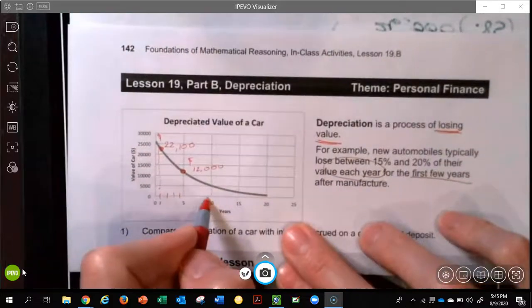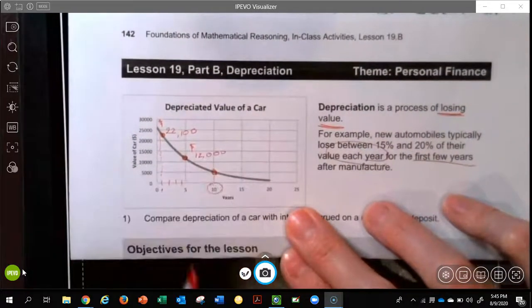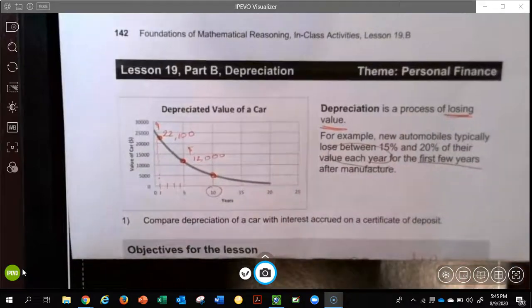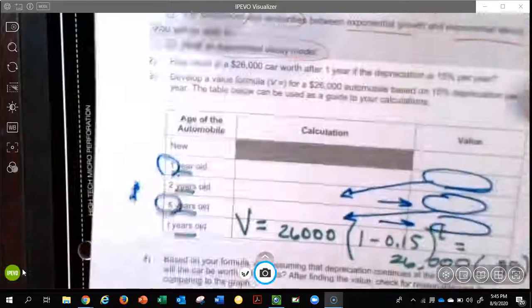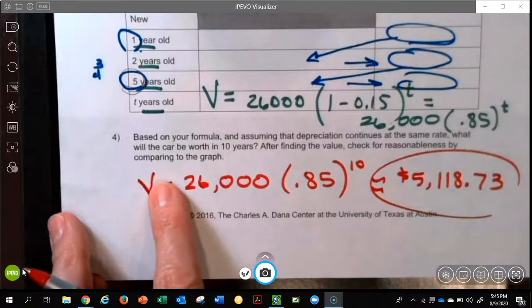Look right here at year 10. If we go up to where it crosses, that's about $5,000. So does it look reasonable? You bet it looks reasonable.